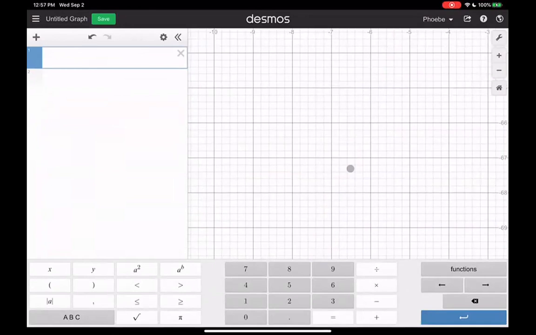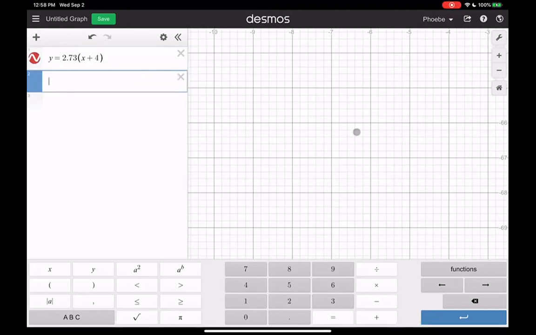So if you want to solve graphically, one thing that you can do is you can graph the left side of the equation, 2.73. I do have to turn this into an x, 2.73x. Oops, parentheses, x plus 4. And then the right side of the equation was y equals -6x minus 4.38. And you don't see anything.